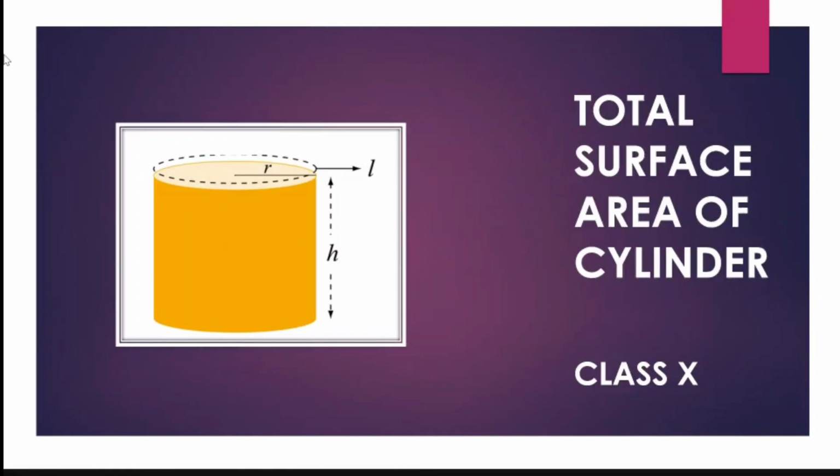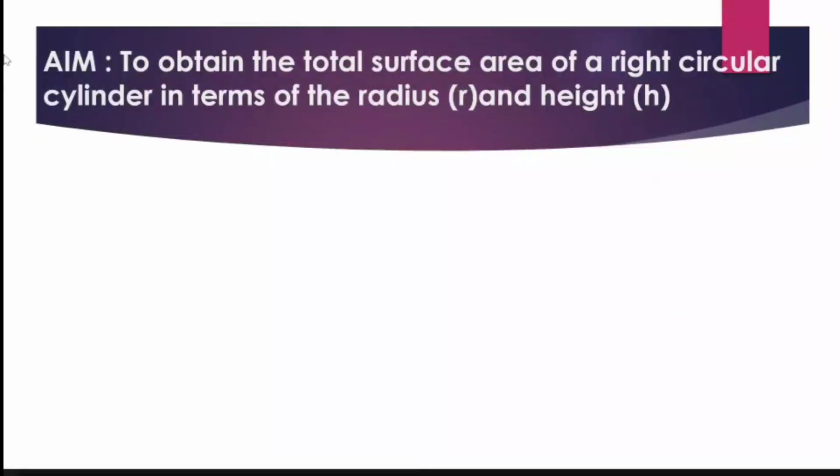Hello friends, we are back with another Maths Lab activity for class 10th. It is to find out the total surface area of the cylinder. What is the aim of the activity? The aim of the activity is to obtain the total surface area for a right circular cylinder in terms of the radius r and the height h.